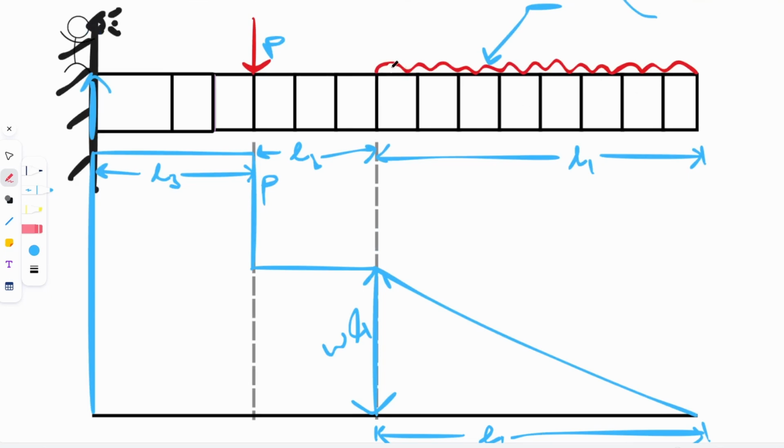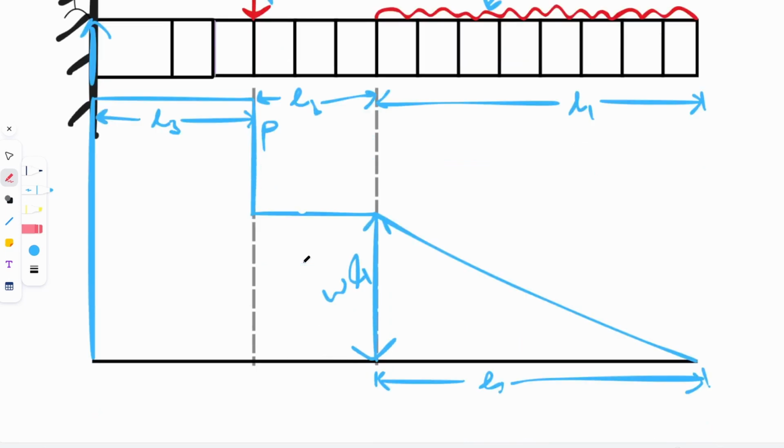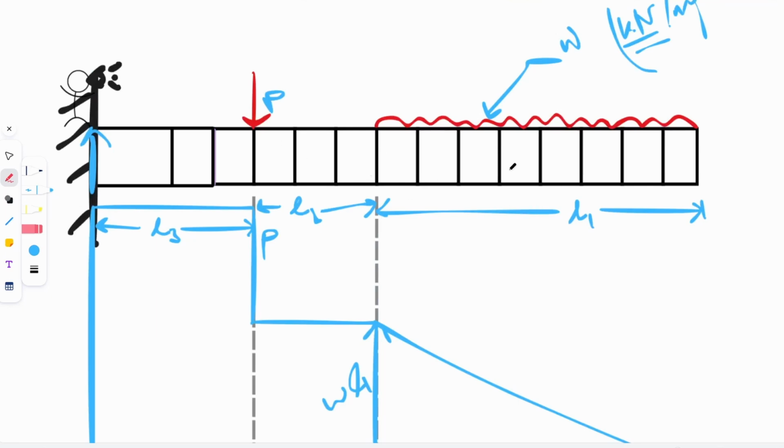Now if this load was uniformly distributed through the entire beam, this graph would have been something like this. So a straight line all the way till here. Now obviously I will have to draw this axis a little lower in order to make that possible, but that is how it would have looked. But what I did over here is I combined a point load as well as a uniformly distributed load, right?